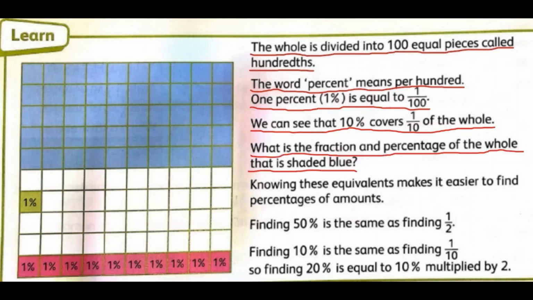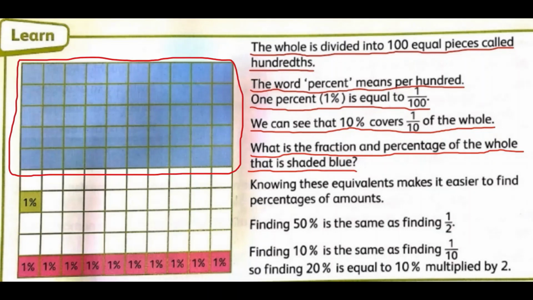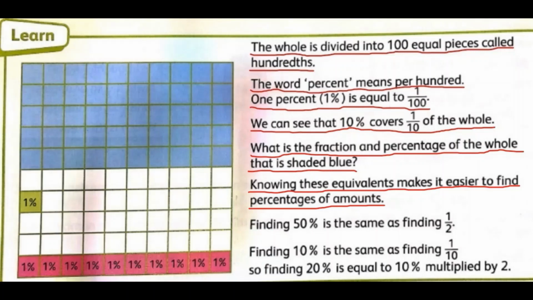What is the fraction and percentage of the whole that is shaded blue? So we're going to look at the blue here, trying to figure out what the percentage is. Knowing these equivalents makes it easier to find percentages of amounts. Finding 50% is the same as finding 1/2. Finding 10% is the same as finding 1/10. So finding 20% is equal to 10% multiplied by 2.